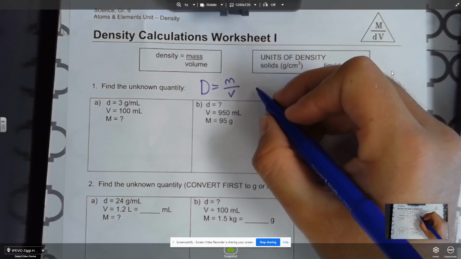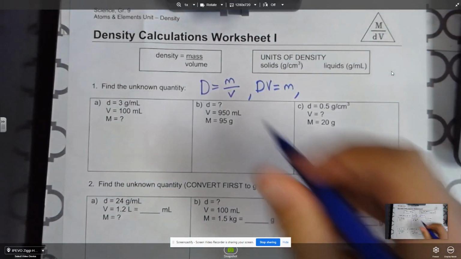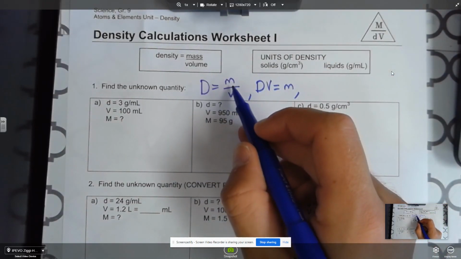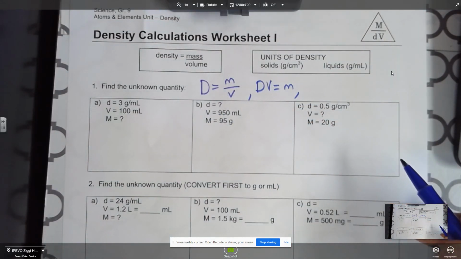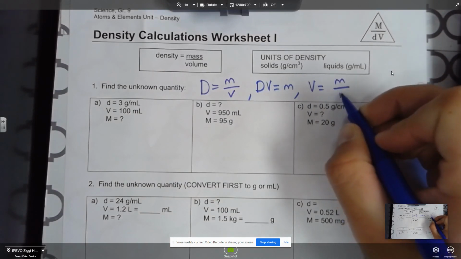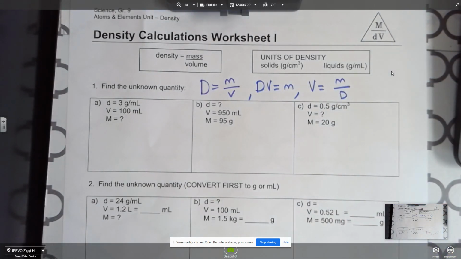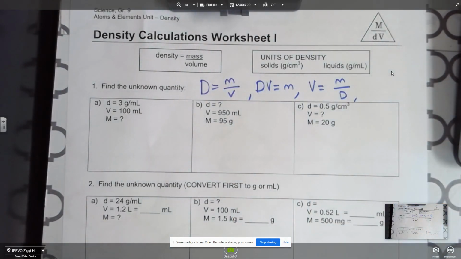If we cross multiply, we get d times v equals m. And if we rearrange this to get volume by itself, volume equals mass over density. These are 3 separate equations that you either need to memorize, or you need to take this one and get these 2 from it. So make sure you can do that.